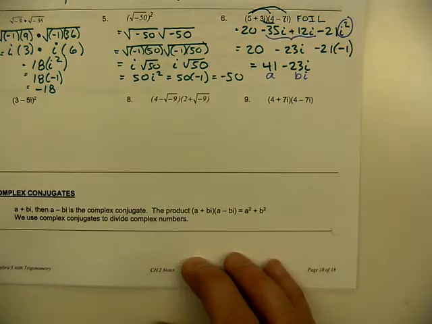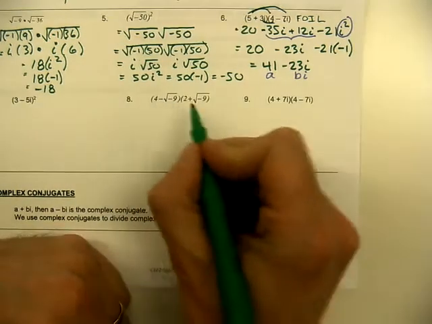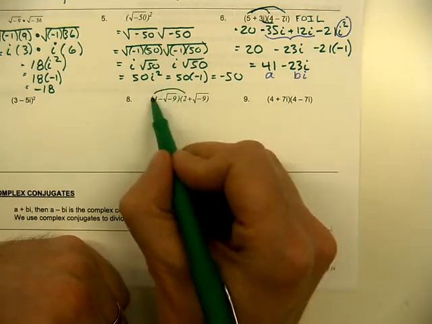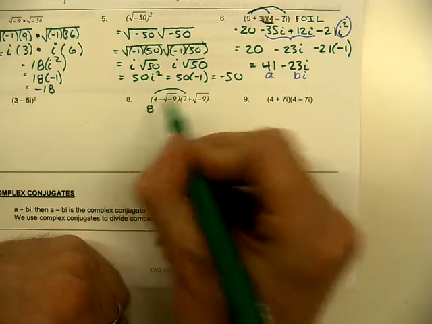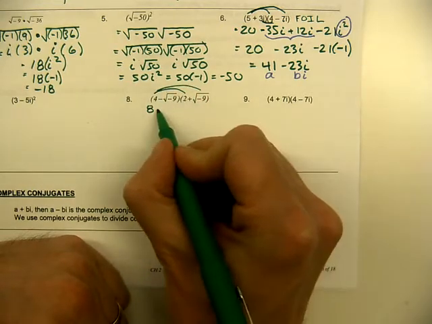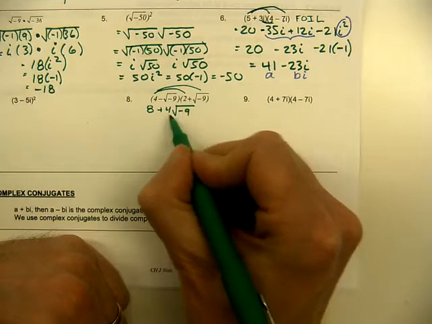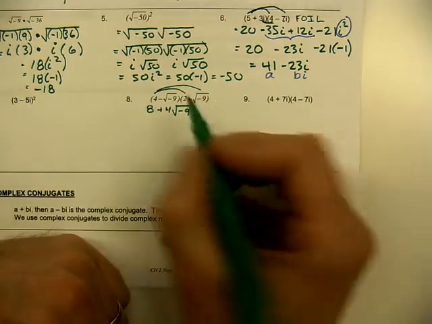Let's take a look at, how about number 8? That's a good one. Let's take a look at this one. Again, we have a binomial times a binomial, so we're going to FOIL this out. So first times first, 4 times 2 is 8. Here on the outside, we have a positive 4 times root -9. We'll, of course, have to simplify that in a moment.